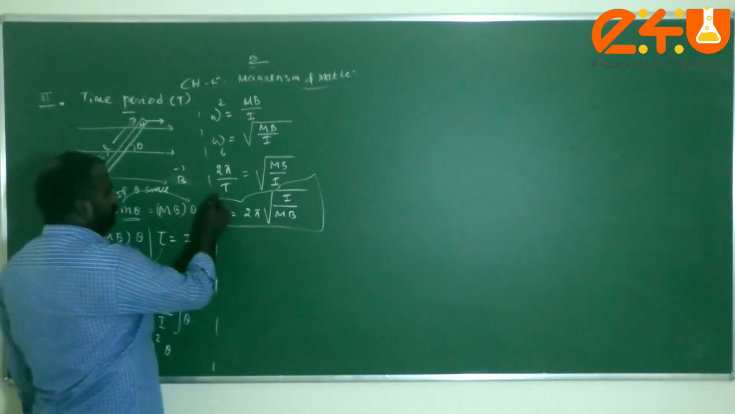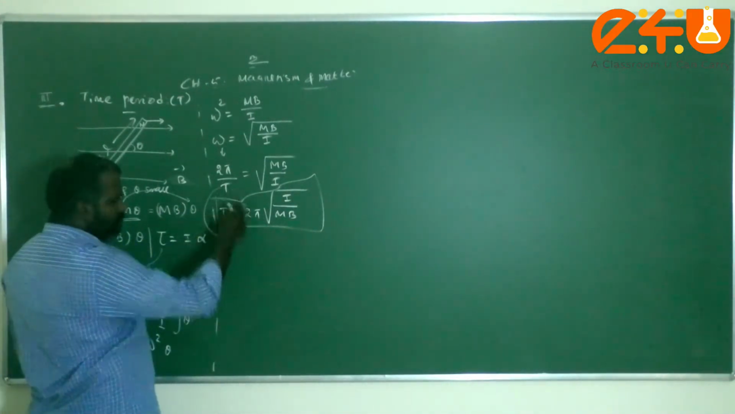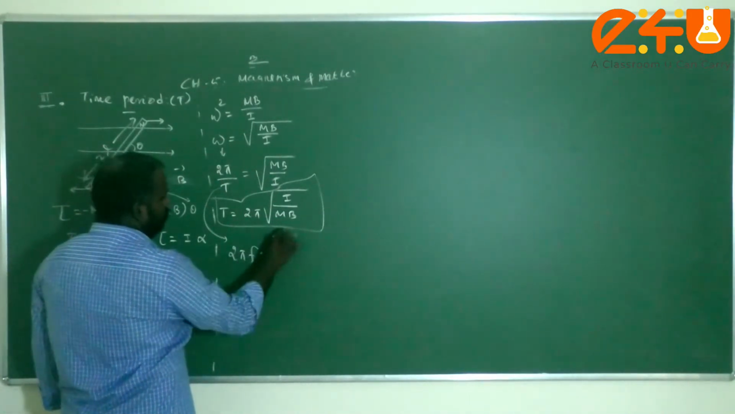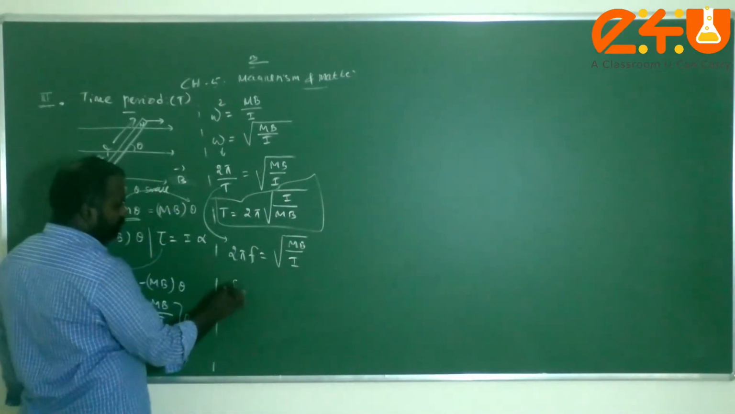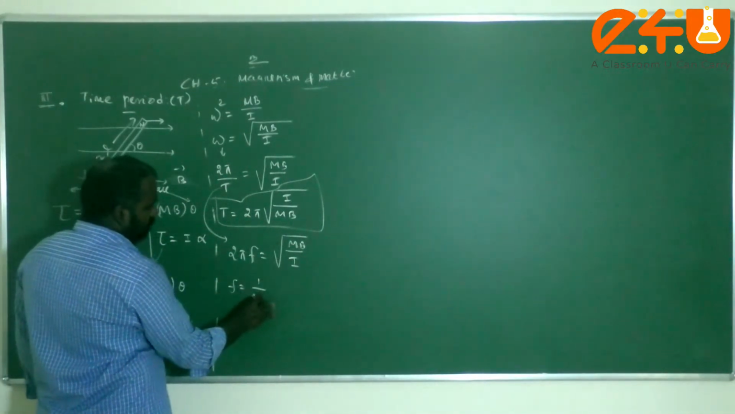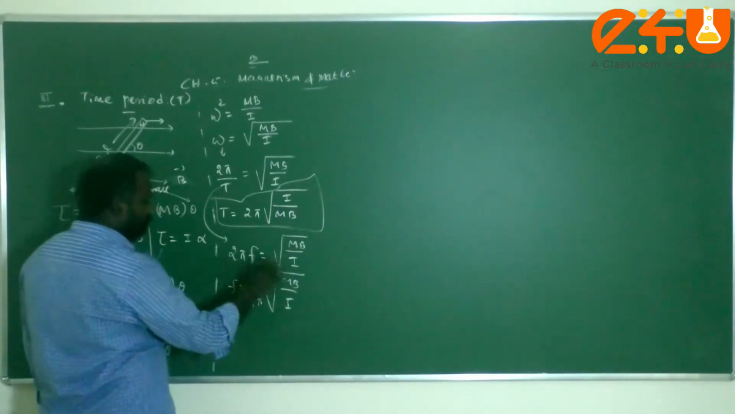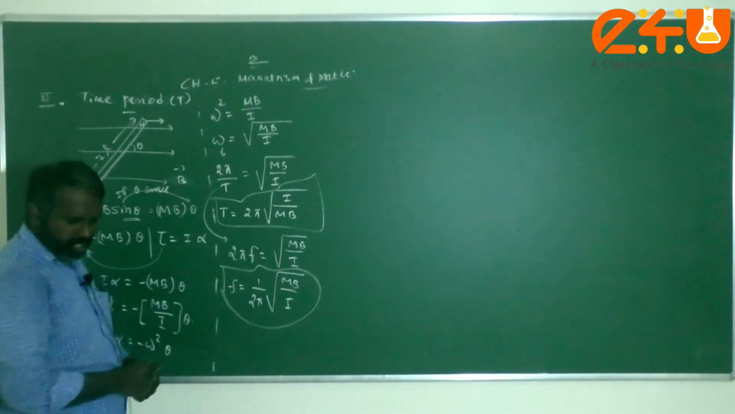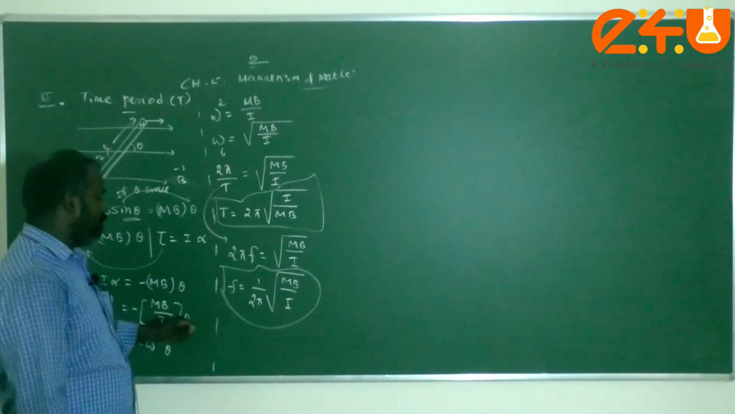This is one expression. The same thing we can say: 1 by T is the frequency, therefore 2 pi f is equal to root over MB divided by I, or f is equal to 1 by 2 pi root over MB divided by I. This will be the frequency of the oscillation. From an MCQ point of view, these relations are very important, so please be careful with that.